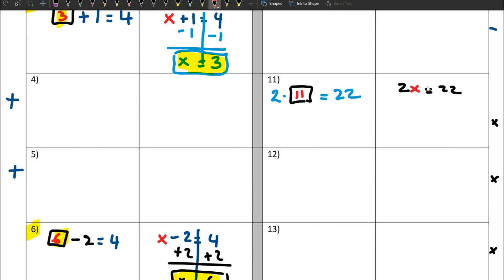Okay, so to solve for x, we're going to do the opposite operation. You're going to divide both sides by 2. x equals 11. That's it. The answer matches the date of the month.